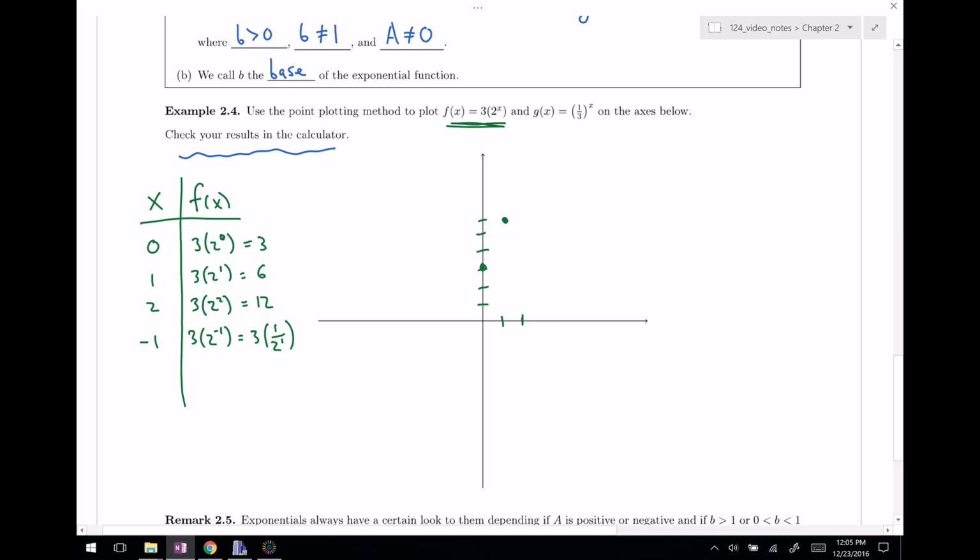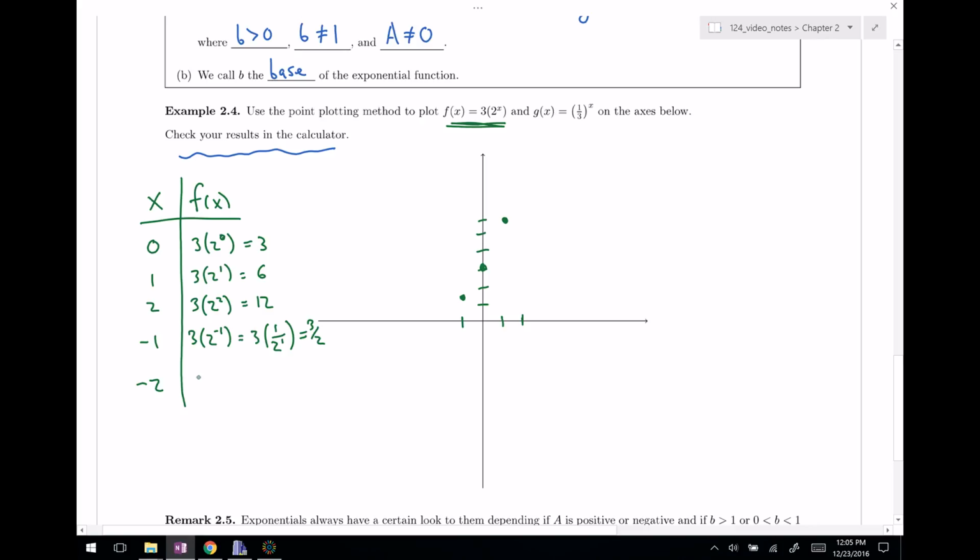So this is going to be 1 over 2 to the positive 1. Well, 2 to the positive 1 is just 2. So this is going to be 3 halves. Okay, so if I plug in negative 1, I should get out 3 halves, so that's going to be like 1.5-ish.